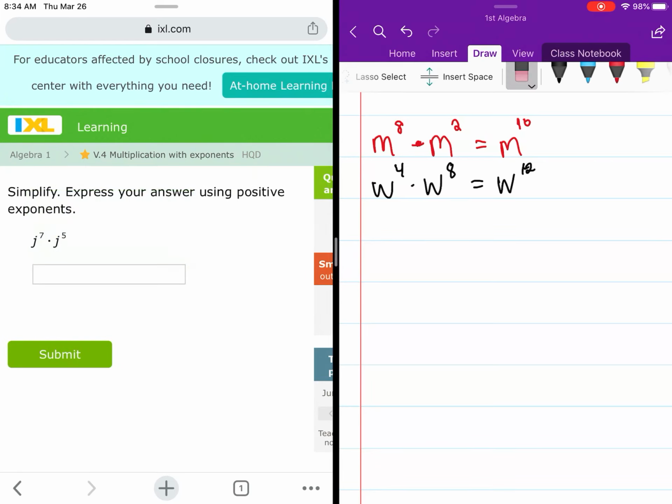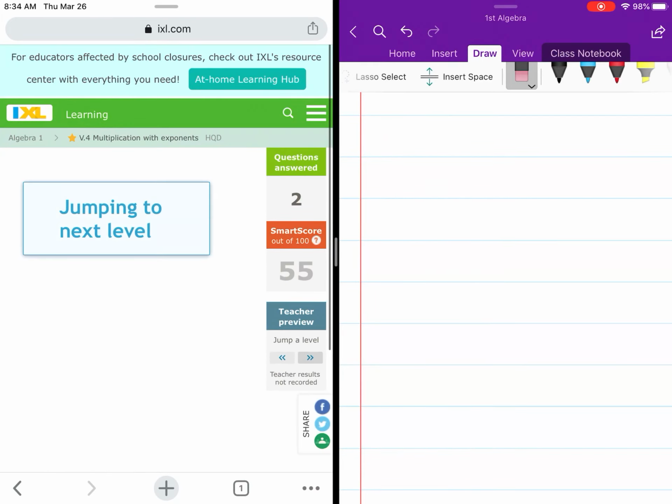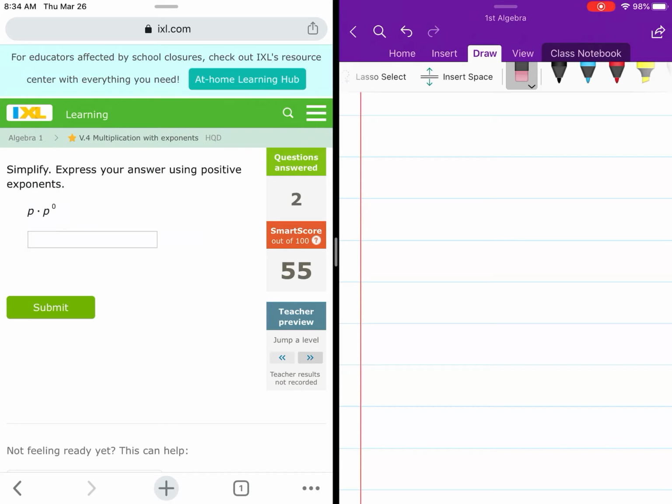Now it starts off with some pretty easy examples. So what I'm going to do is jump to some of the next levels and go over a few of those, and then we'll go on to the next topic. So for example, this one, anytime that you have a variable with no exponent, then there is a 1 right there. And anytime you have a variable with an exponent of 0, that entire term becomes a 1. So for example, this is equal to 1.